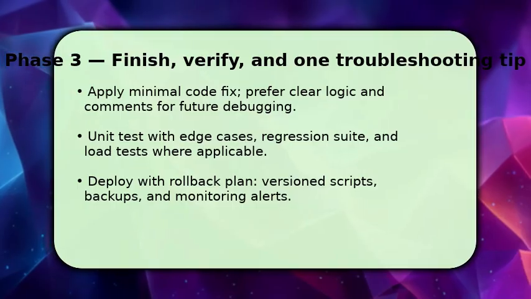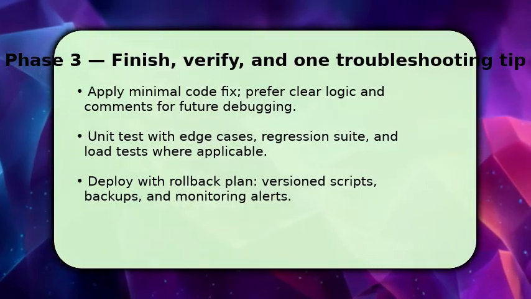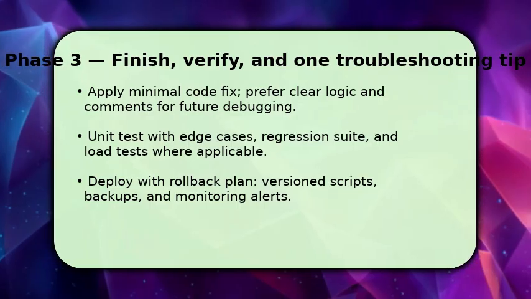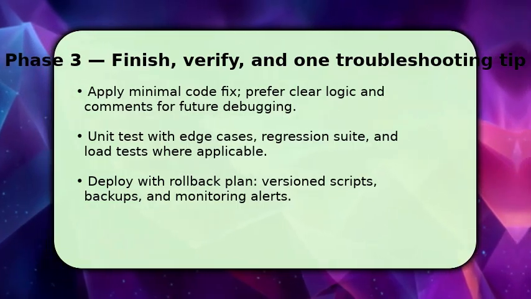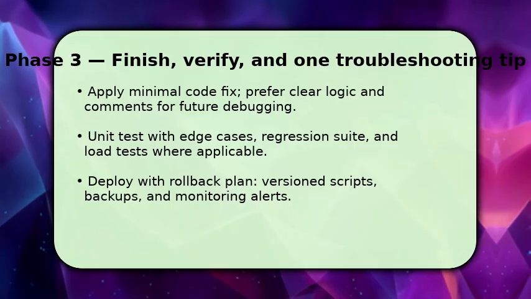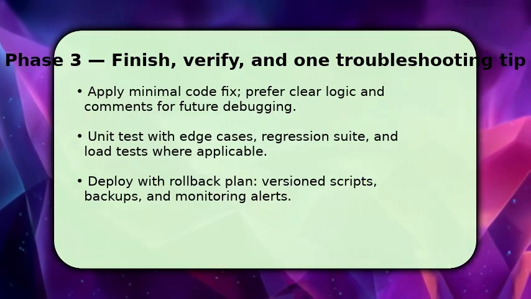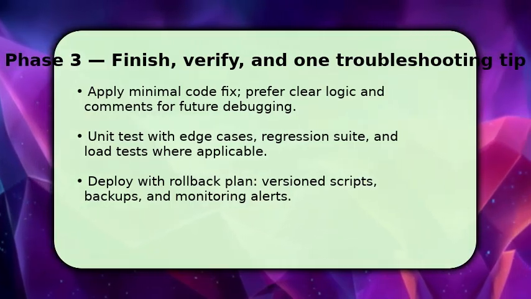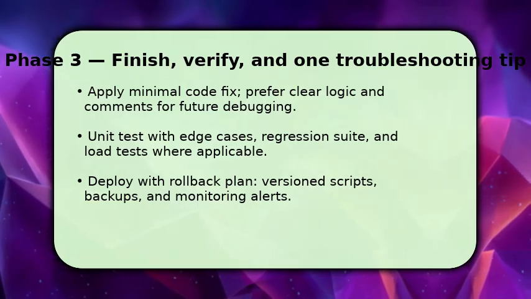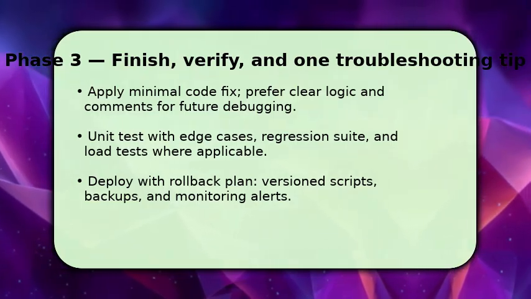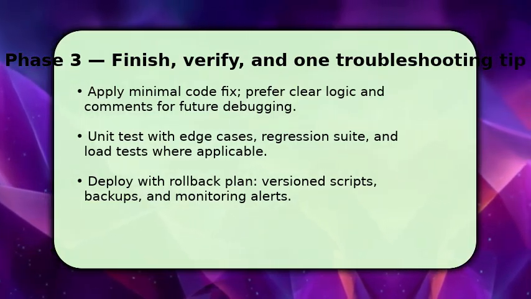Finally, implement a minimal, well-documented fix and verify it with unit tests that include edge cases and regression scenarios. Run a lightweight load test if performance was affected, and update any affected callers or documentation. Deploy using version scripts and a tested rollback plan. Keep backups and enable monitoring so you detect recurrence.